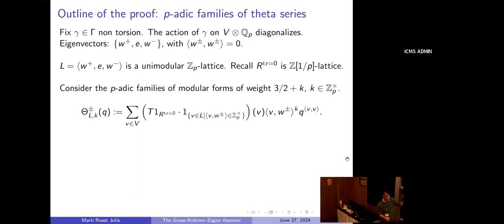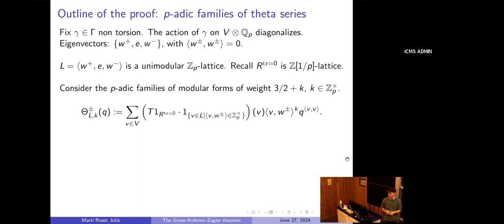I know it looks scary, but it's actually simpler than what it looks. So I'm going to try to explain it. So we construct theta series that will depend on k. k will be the weight. They will have weight 3/2 plus k. And they depend on this data of a lattice L we choose, and either plus or minus according to the eigenvector we choose.